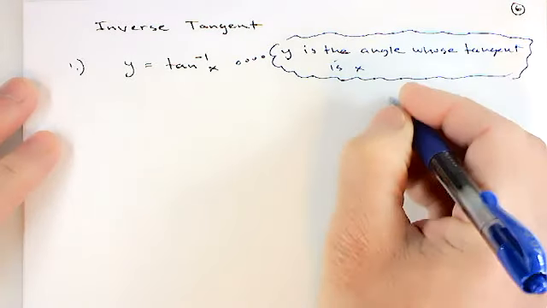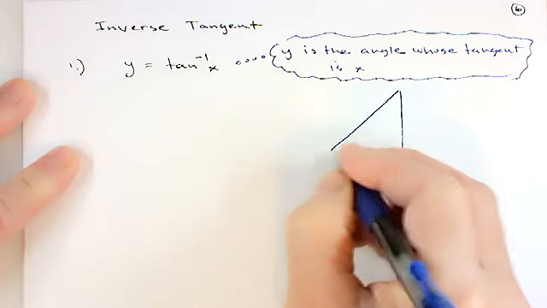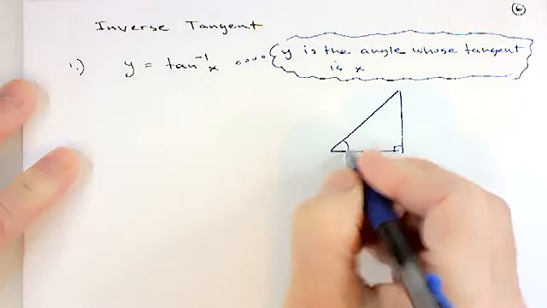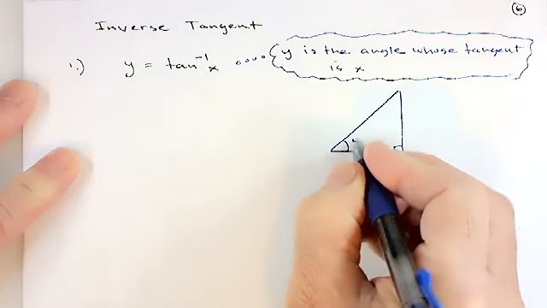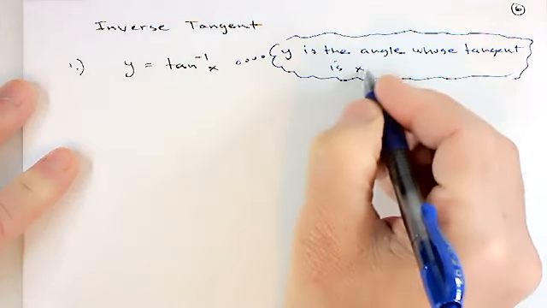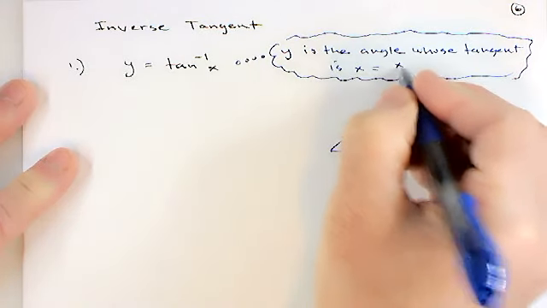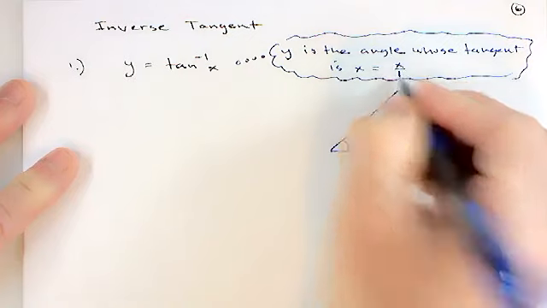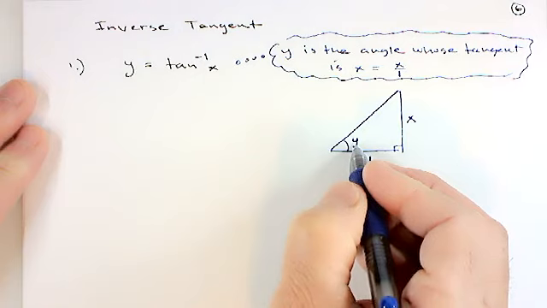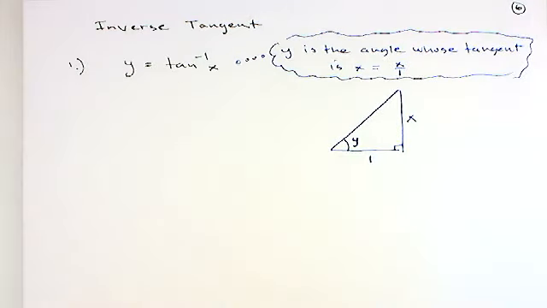Okay, so you could even draw a picture here. You could say, okay, well, there must be some right triangle. y is the angle, usually we call that theta. And if the tangent of this angle was x, tangent is opposite over adjacent, but we could always think of x as x over 1, right? Opposite over adjacent. So this side could be x, and this would be 1 here. So this picture would describe what y is talking about.